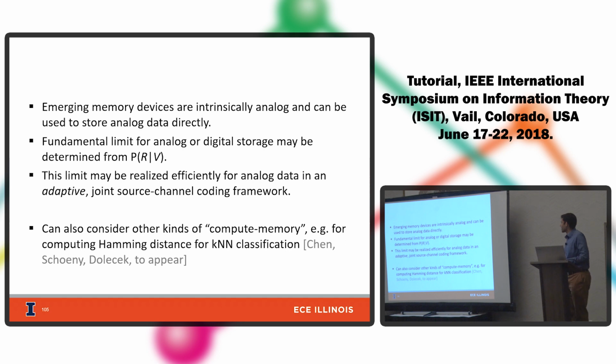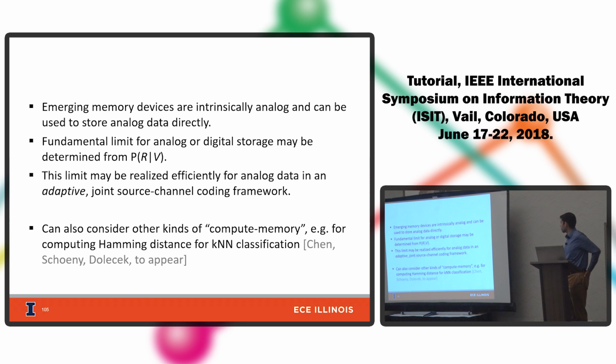So the key insights again are that emerging memory devices are intrinsically analog, these phase change memories, RAM, and so on, and they can be used to store analog data directly. And the fundamental limits are drawn from these capacity achieving input distributions and the channel noise properties. And so this limit can be realized if we do adaptive joint source channel coding, perhaps using neural networks. And this style of thinking is also quite relevant for other kinds of deep in-memory architectures or compute memory, as some call it.